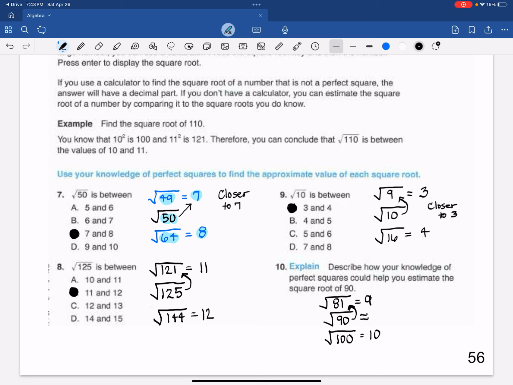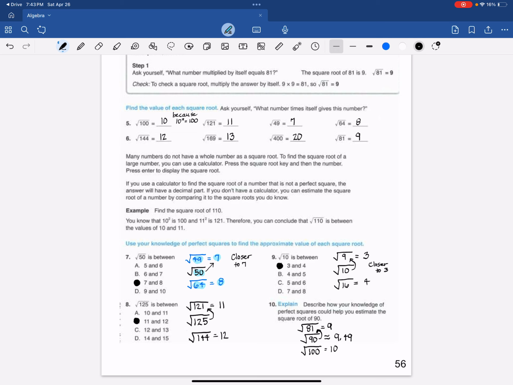And I'm actually going to do this on my calculator just to see what it is. If I can get my calculator to light up. I just have my lamp on and it's not. So I'm going to do 90 square root. And it's 9.49. So it's just a hair under halfway. Using those perfect squares, you can estimate square roots.